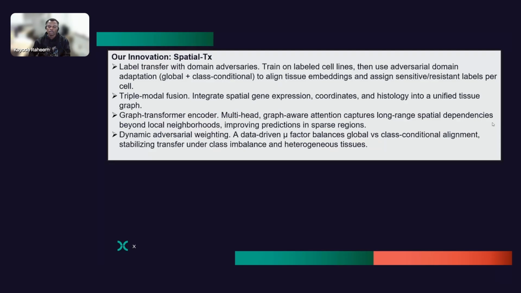So what's our innovation with the tool we are developing? The tool leverages transfer learning. We try to transfer knowledge from the bulk RNA level to infer information on the spatial data. We train on labeled cell lines using adversarial domain adaptation. In this sense, we align the tissue embedding and assign prediction properties, in the sense of the affinities and the sensitivity labels per cell.